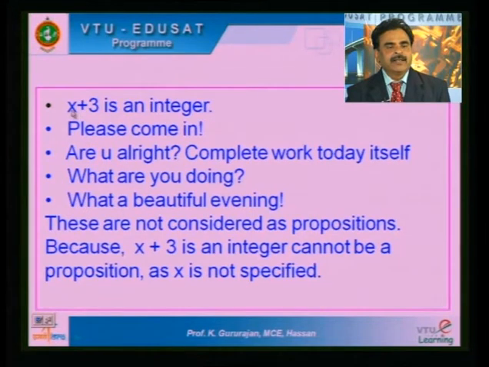Now, here in x plus 3 an integer, x is not specified. We are not specifying what we are going to assign to x. If I assign a number to x, yes, certainly it makes a meaning, right? Say, if I assign x equal to 3, yes, 3 plus 3 equal to 6 is an integer. Or if I assign any integer value to x, yes, it becomes one. On the other hand, if I include a number, say root 2, then root 2 plus 3 is not an integer, it is a real number, but only when x is replaced by a number, it gets a meaning.